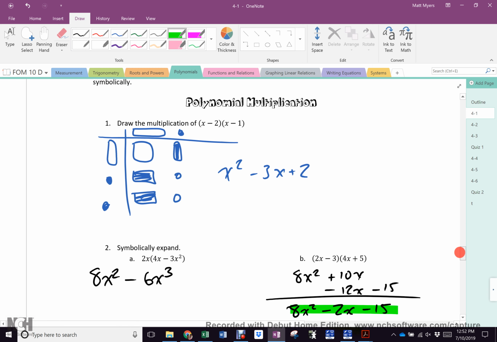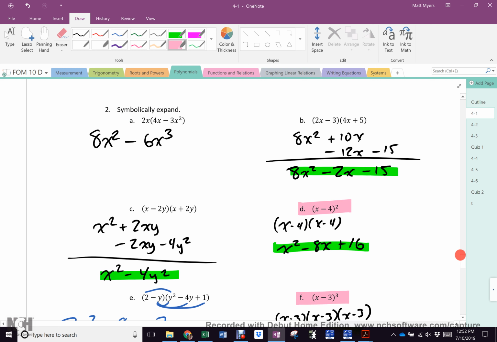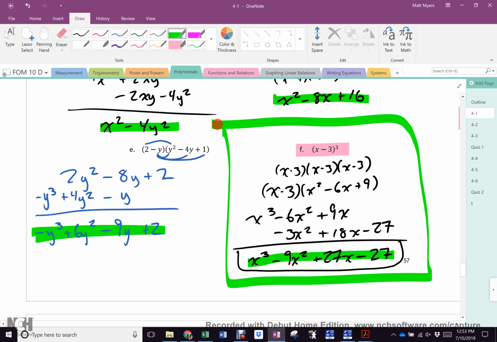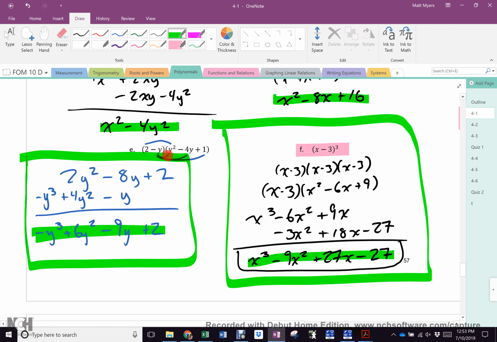And there's the next page, 57. There's the first answer. There's the second answer. And the rest are highlighted in green. Check your work. You may want to have a good solid look at this one, because you haven't seen that before, and that one, because you haven't seen that before. But you know how to distribute, and you know how to collect like terms.